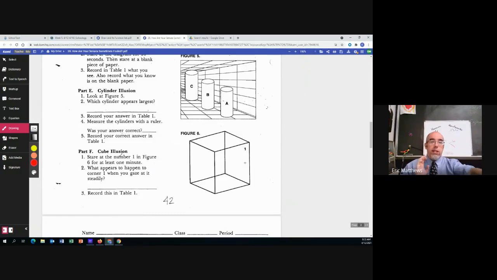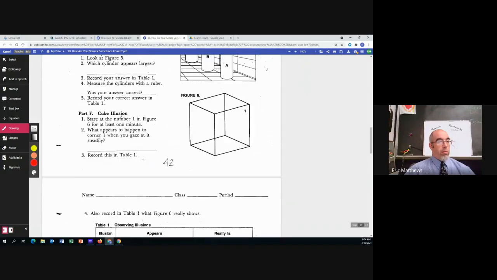Do you see this cube feel like sometimes it's a box coming towards you and sometimes it's a box leaning away from you based on the three-dimensionality of it? Like, does the tilt change? Does the way that you're perceiving the box change? And you're just going to record that in table 1.